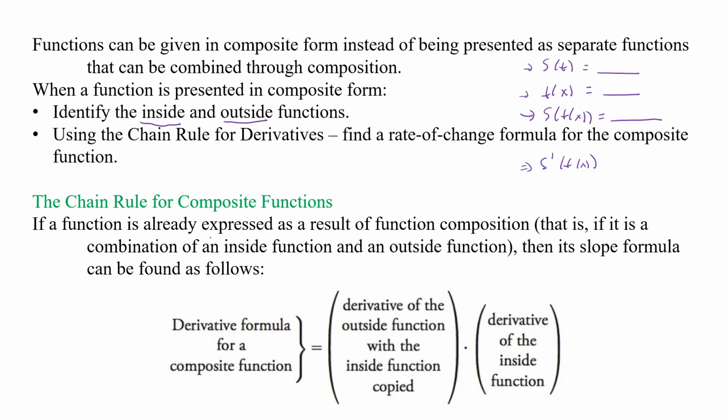Okay. So if the function is already expressed as a result of a function composition, that is, if it is a combination of an inside function and an outside function that we can actually identify like up here, then its slope formula, the derivative, can be found by taking the derivative of the outside function with the inside function copied, and then the derivative of the inside function, and then multiply those two.